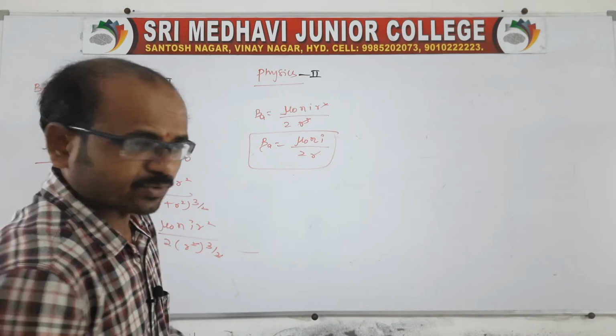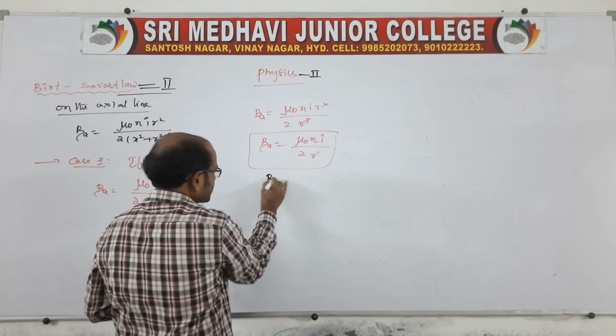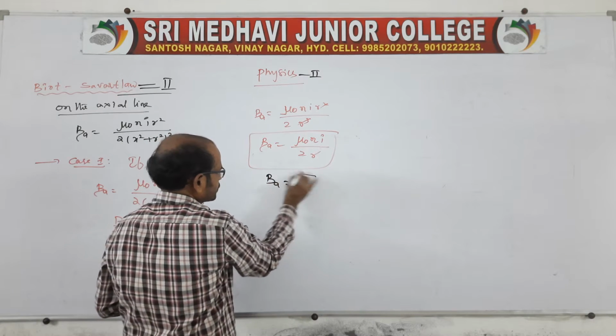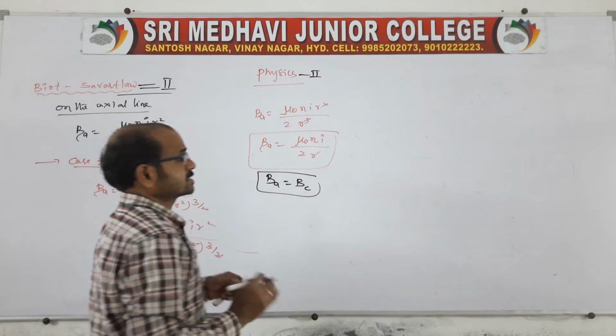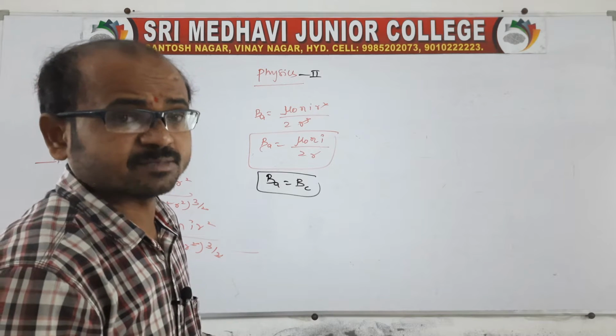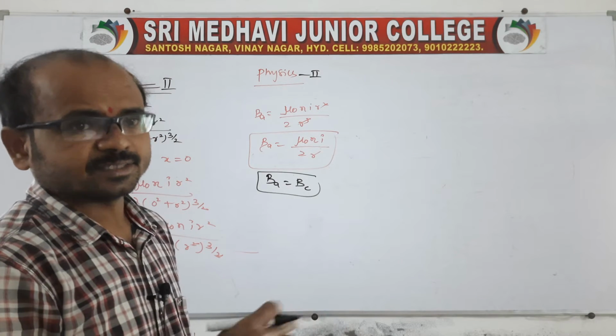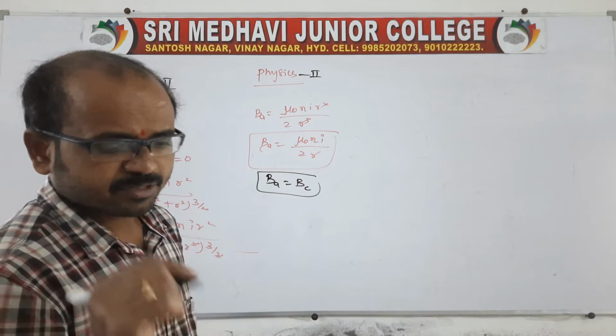When x is 0, we can also say B_A is equal to B_C. Of course, when x is 0, there will be a maximum field intensity at the center. This is case number 1.